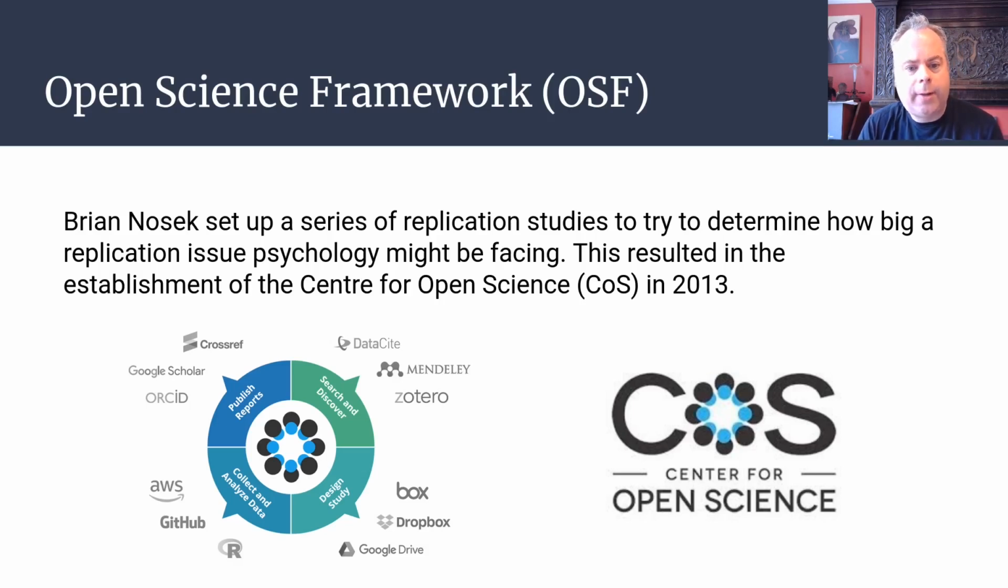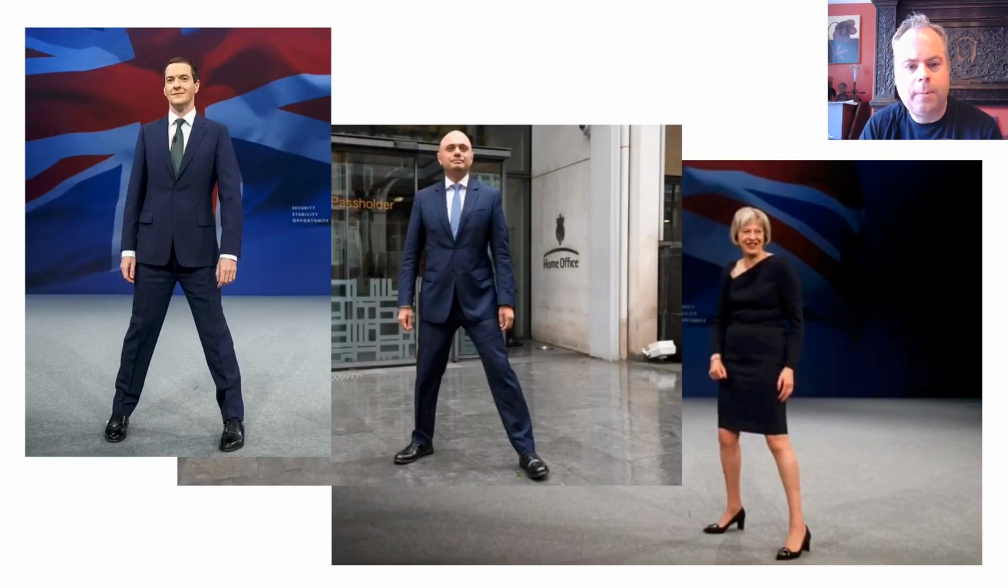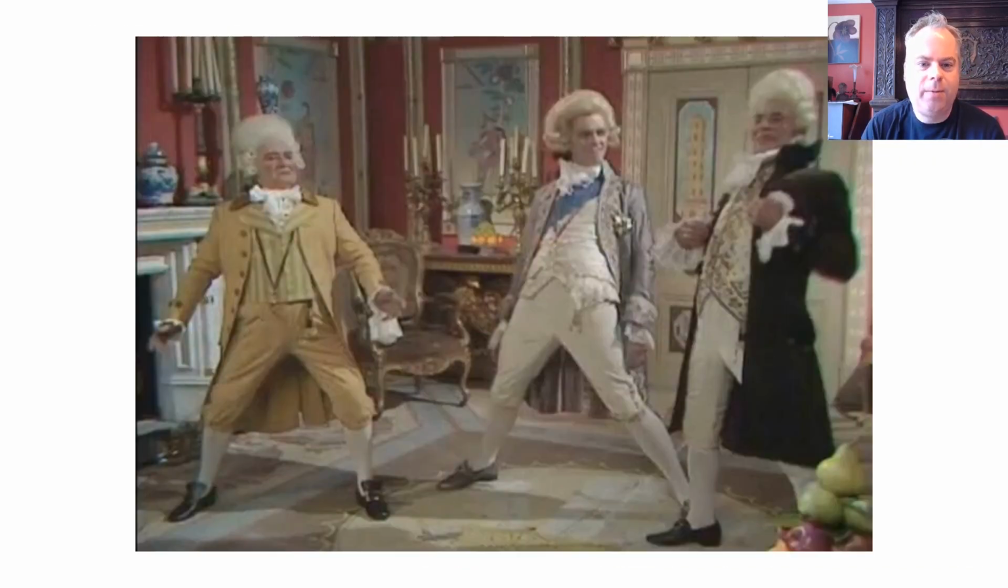So Nosek set up a series of replication studies to try to determine how big this replication issue might be for psychology. This resulted in the establishment of the Centre for Open Science in 2013. So some of you might recognise these three individuals here, all standing in a particular way. And if you're of a certain age, such as I am, when you look at an image like this, what you're probably reminded of is Blackadder, with this sort of very unusual stance of Hugh Laurie as the Prince Regent.